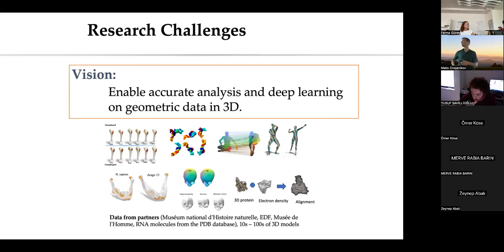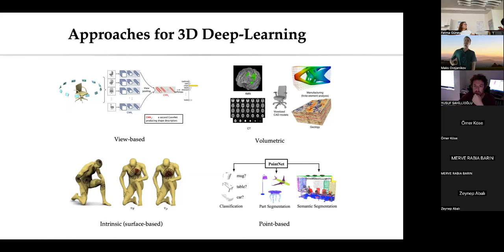There are different approaches for 3D deep learning. This is not a new domain. It started, let's say, 7-8 years ago. And basically there are different categories of dealing with 3D shapes. Probably the simplest category is if you have a 3D model, you can take 2D views of this 3D model and represent a shape as just a collection of views, and then you can just use standard convolutional neural networks.